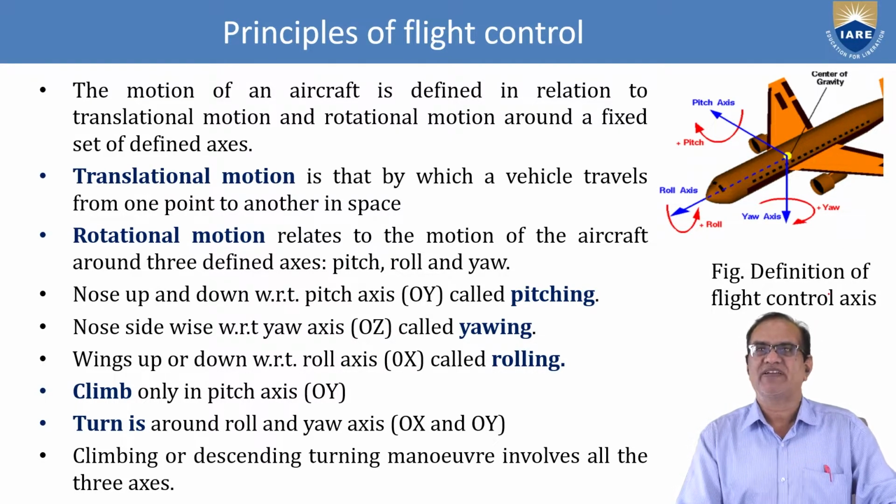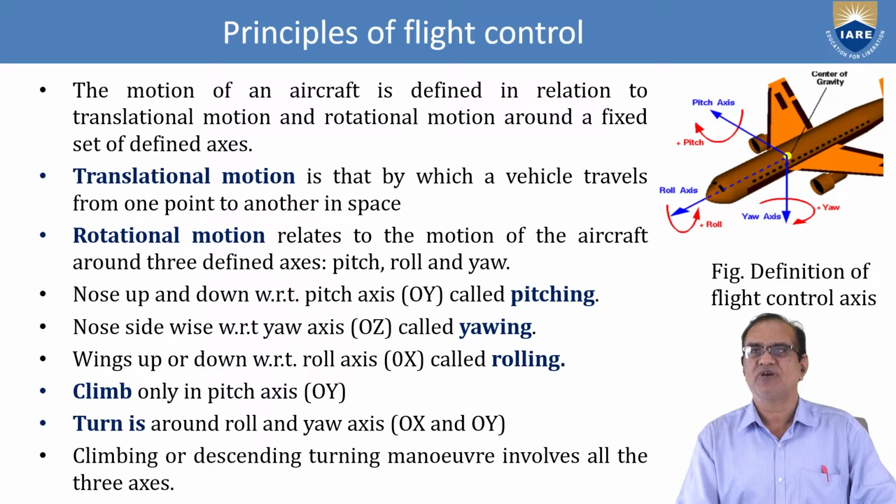The motion of an aircraft is defined in relation to translational motion and the rotational motion around a fixed set of axes. It is shown in this diagram. Translation motion is that by which a vehicle travels from one point to another in space. Rotational motion relates to the motion of the aircraft around three defined axes: pitch, roll, and yaw.